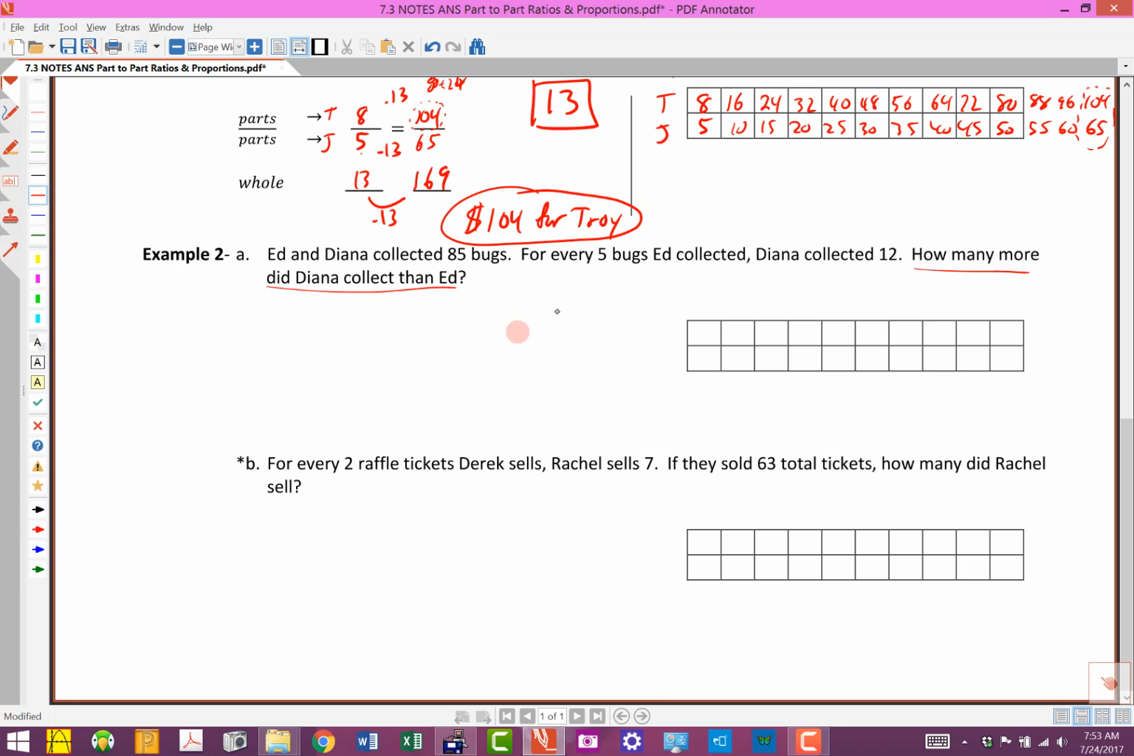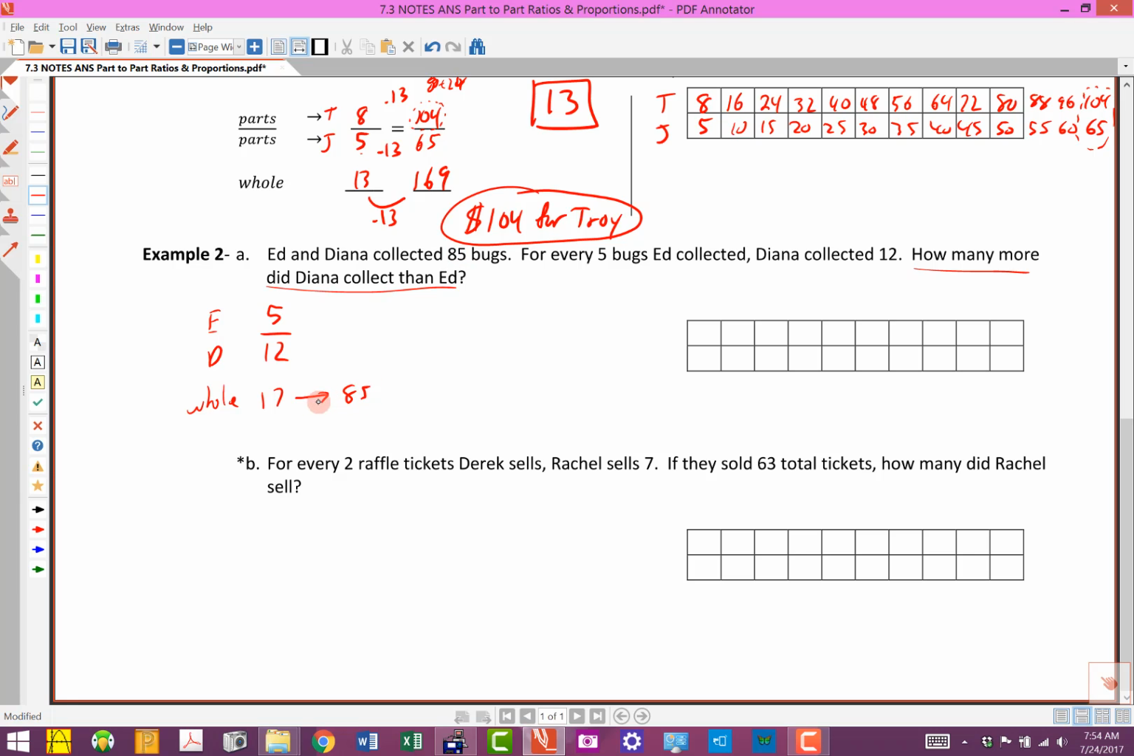So here's what we're going to do. For every 5 bugs Ed collected, Diana collected 12. So 5 for Ed and Diana was 12. What that means is if we added those together, the whole part here would be 17. And it says Ed and Diana collected 85 bugs. That's all together. So 85 would go right here.